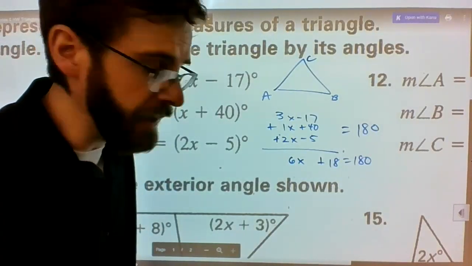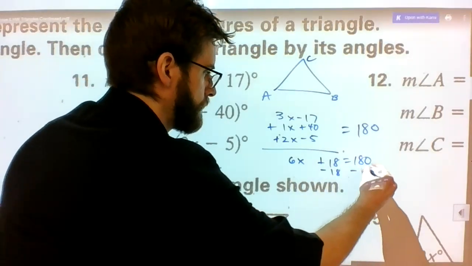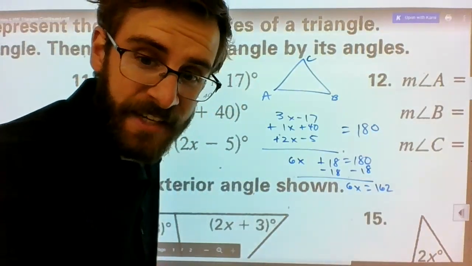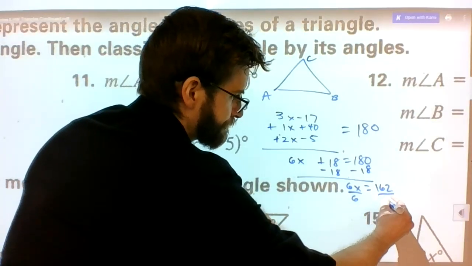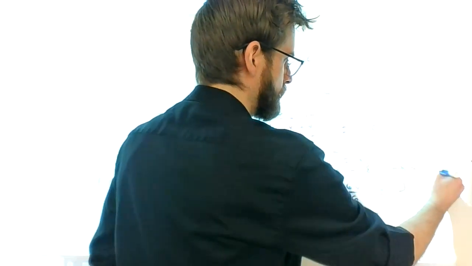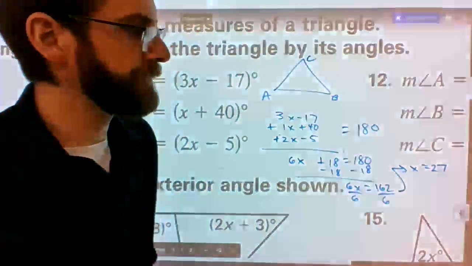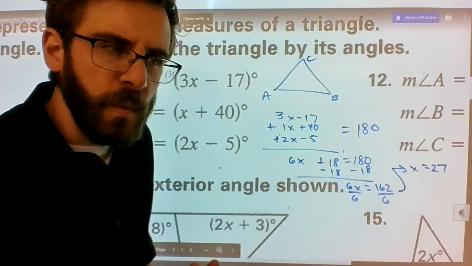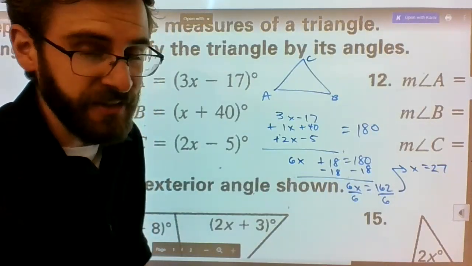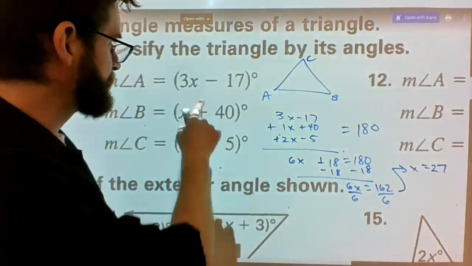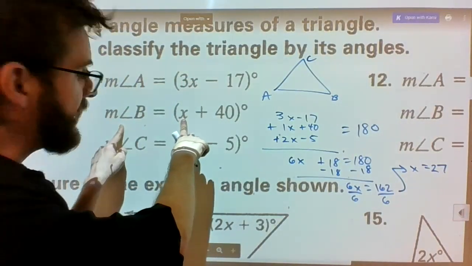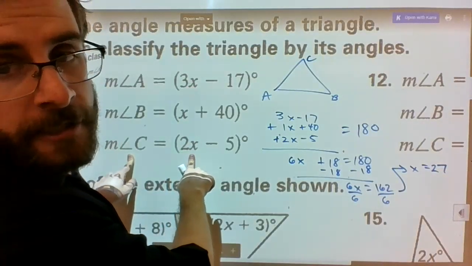Take away 18 from both sides. Divide by 6. And it comes out to be 27. Now you might be asking, why are we solving for x? Didn't it say find the measure of each angle? X isn't the angle, but it does give us that angle if I plug it in for x, that angle if I plug it in for x, and that angle if I plug it in for x.